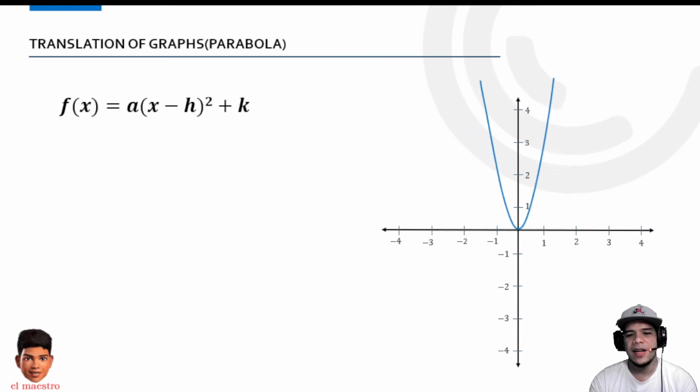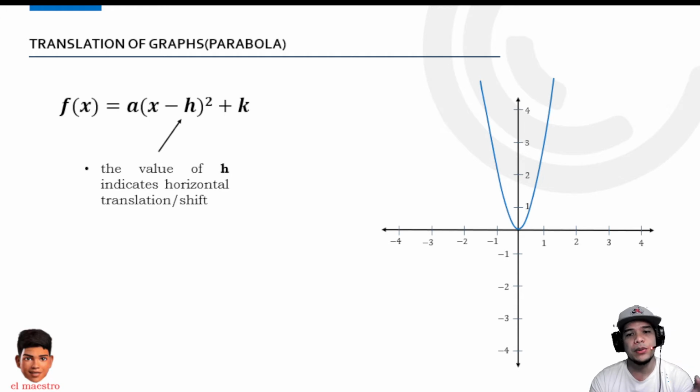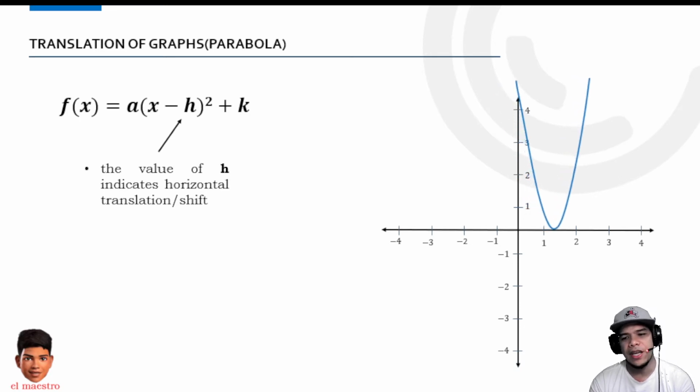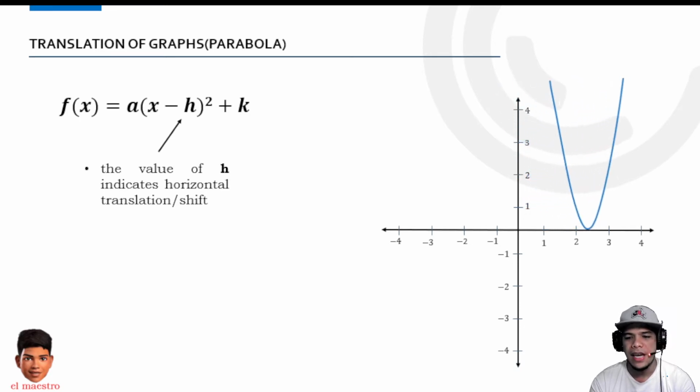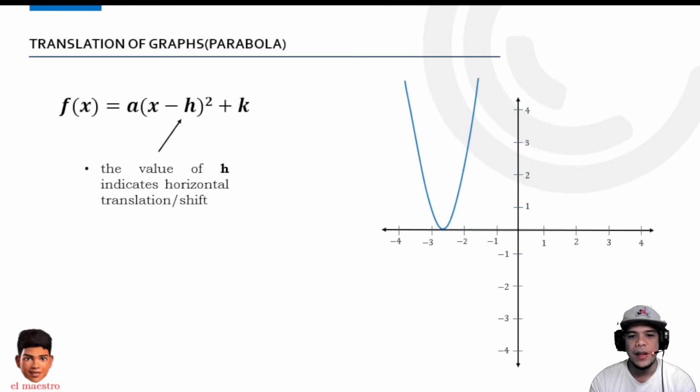So, tingnan natin. Another illustration, yung H. Ano yung H sa vertex form natin? The value of H indicates horizontal translation or shift. Meaning, magdedepende yung position mo horizontally sa H mo. Pwede siyang right side, pwedeng sa left side. Depende sa value ng H mo. So, with respect to the origin, doon tayo mag-umpisa sa origin.